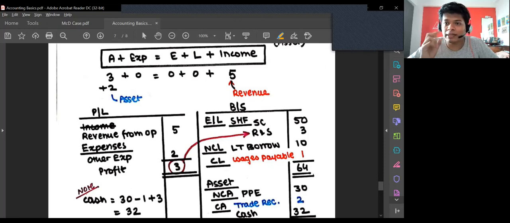Similarly, expenses, even though I have paid only 1 lakh, I will record the entire thing in my expenses. So other expenses 2 lakhs, and I have got a profit. Profit will go into the reserve surplus. This part is clear, right?